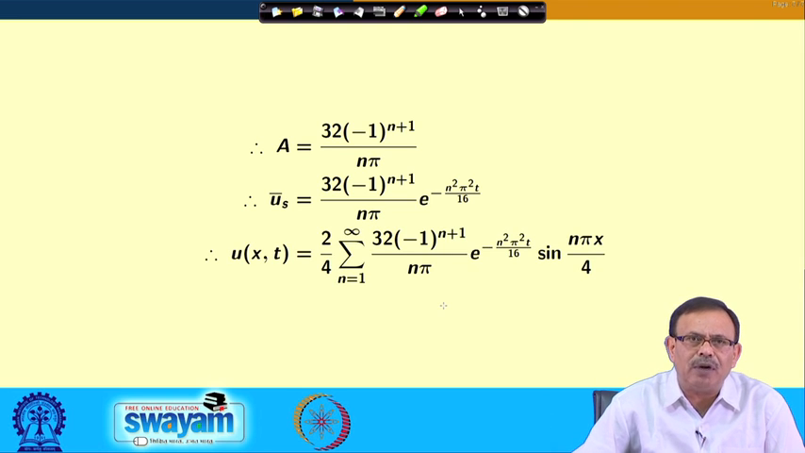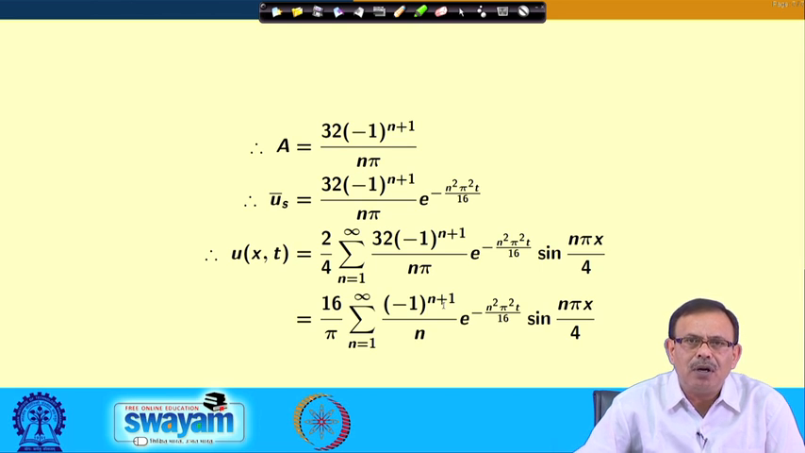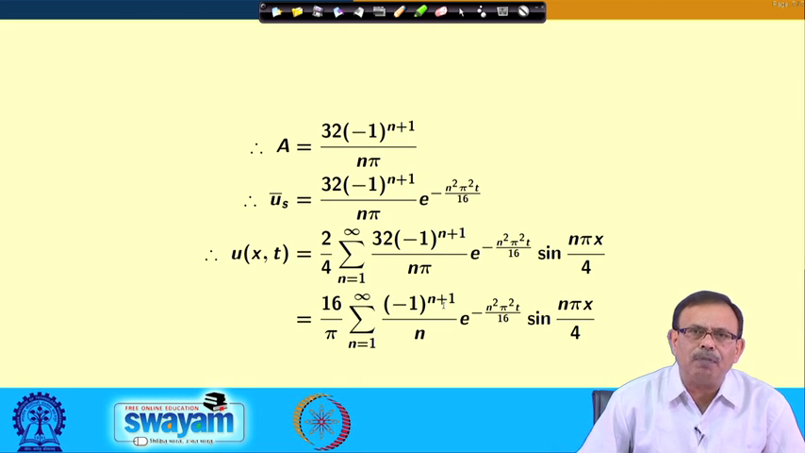So, using the inversion, u(x,t) will be equals to 2 by L summation n equals 1 to infinity u bar s into sin n pi x by 4, and we substitute the value of u bar s in terms of t that I obtained. After evaluation you will obtain this result. So, by this way I can find the value of u(x,t) for the given partial differential equation along with the conditions.